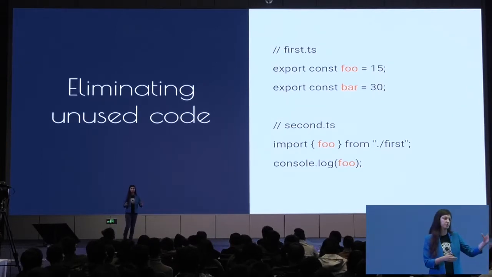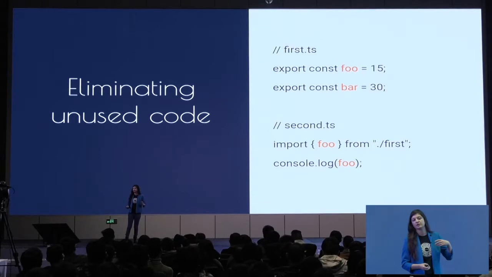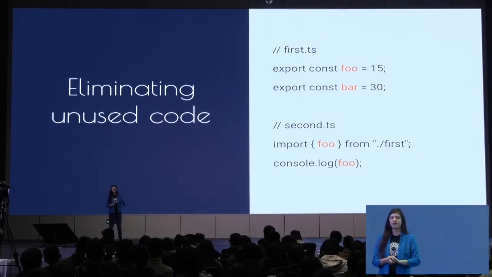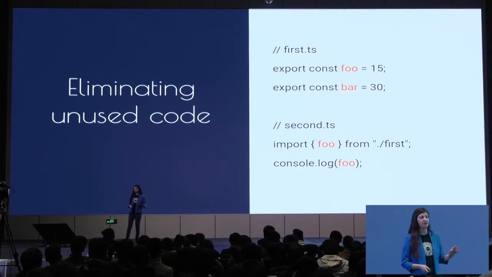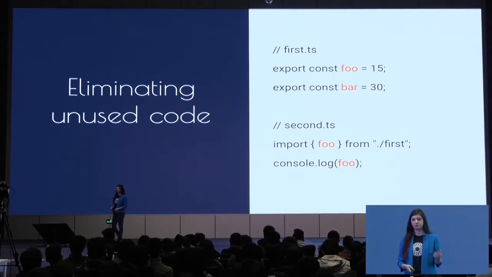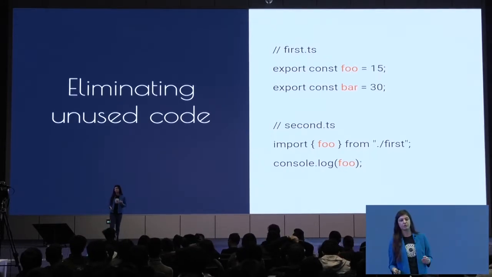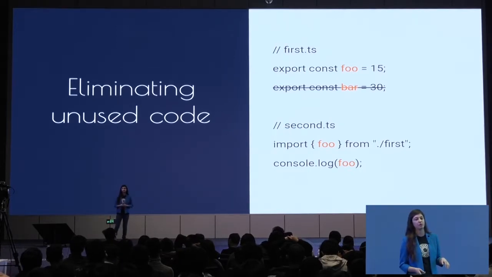There are these tools out there which perform tree shaking, or dead code elimination, it has different terms. We stick to tree shaking. The idea is that these tools can identify that the second export is not used, and they can just remove it from our code.